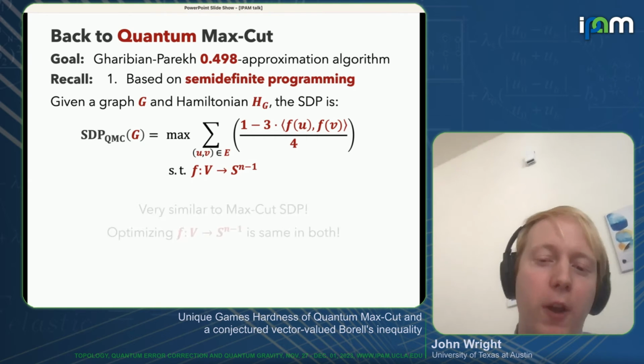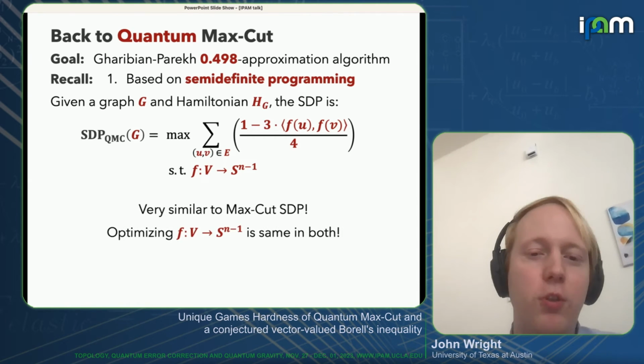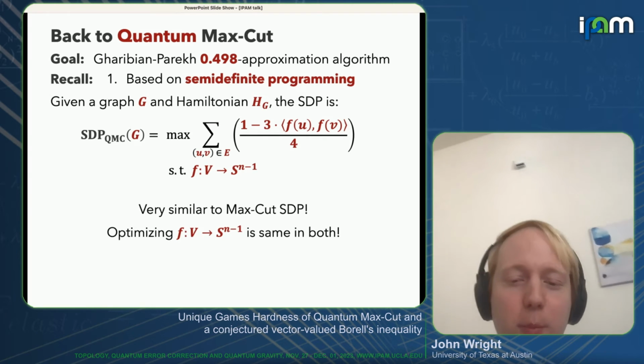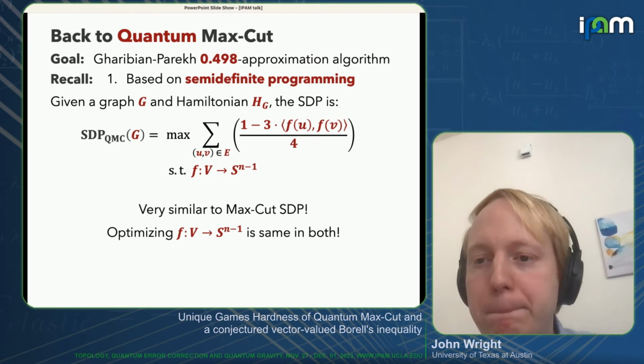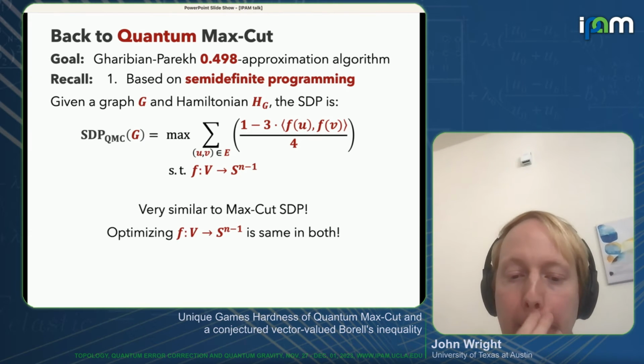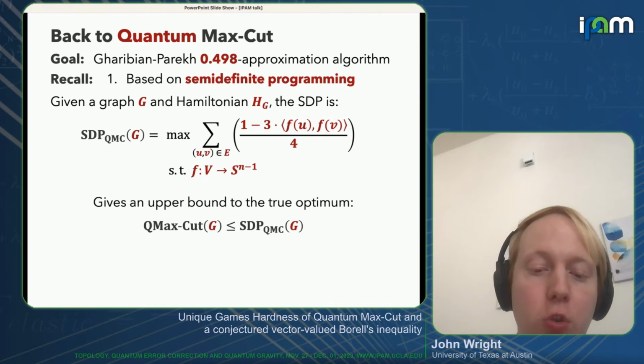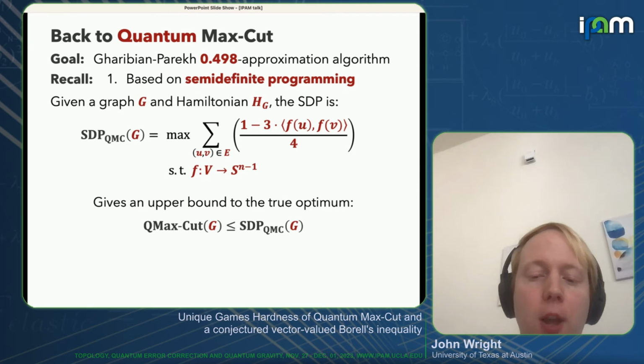I want to say this, to me, was very surprising. I mean, there's no reason this had to be true. But yeah, you do it, it's magical, and it turns out to be true. And just like I said earlier, this SDP will give an upper bound to the true optimum. So Q max-cut of G is always less than or equal to the SDP value of G.